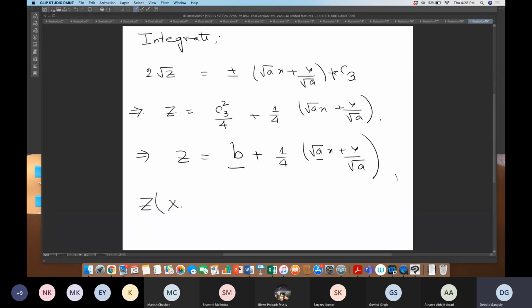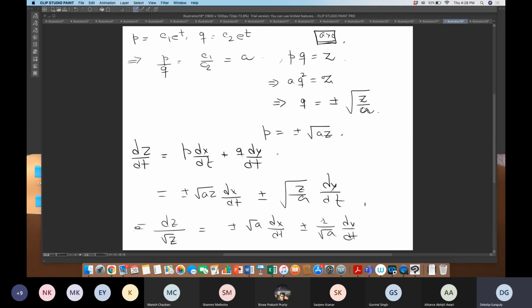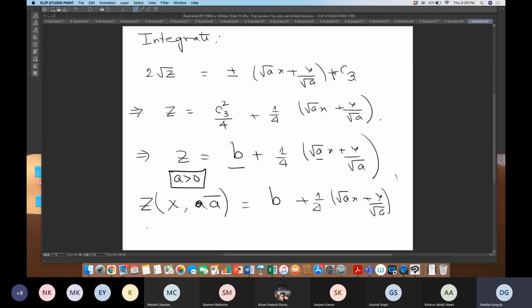So you have a solution Z of X, A, which is B plus 1 by 4 root AX plus Y root A, squared. For A positive, of course, we start with A positive because here only we can say A positive. So you can check easily the matrix. Now you can calculate the matrix D2 of U. If you compute it, the rank of this matrix is 2. So rank is 2.